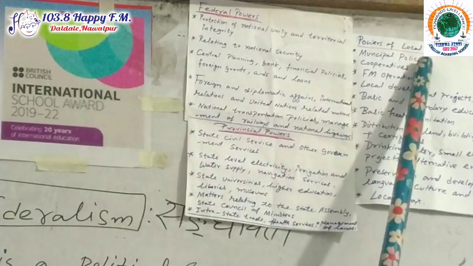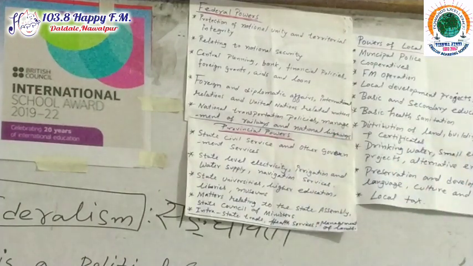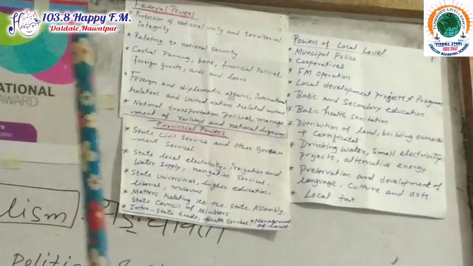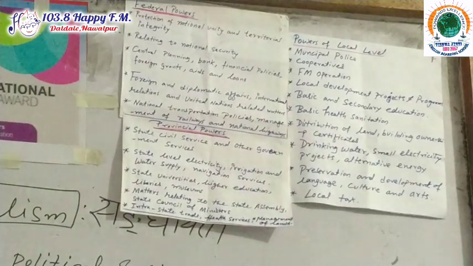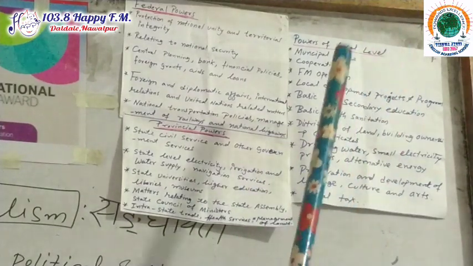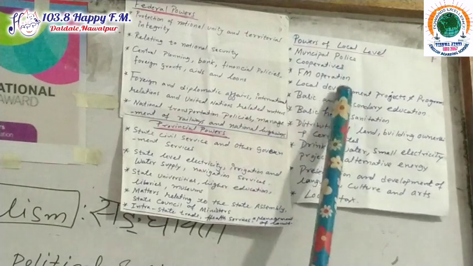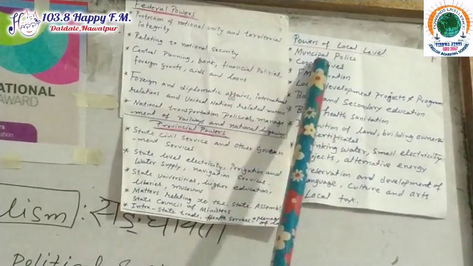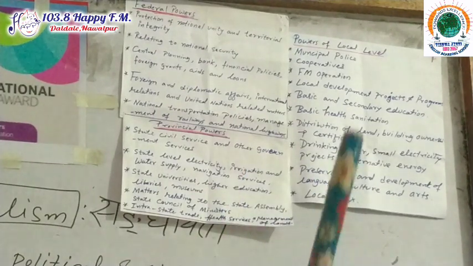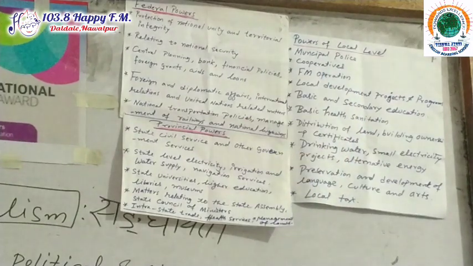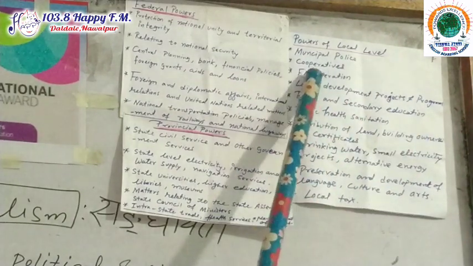So next we go to powers of local levels. After the federal system, special powers are granted, then some powers are granted to the provincial level, and now in the federal system of government, local level powers are also highlighted here. Let's look at this. Municipal policies or various policies are looked after by local levels, like cooperatives. Whatever cooperatives there are in the local levels, all are related with local levels.